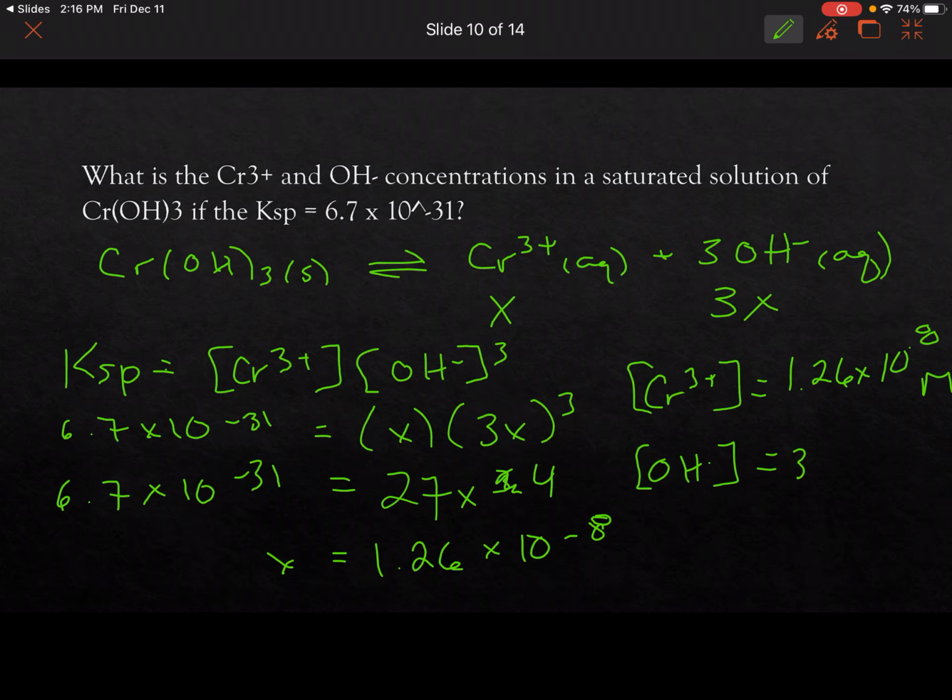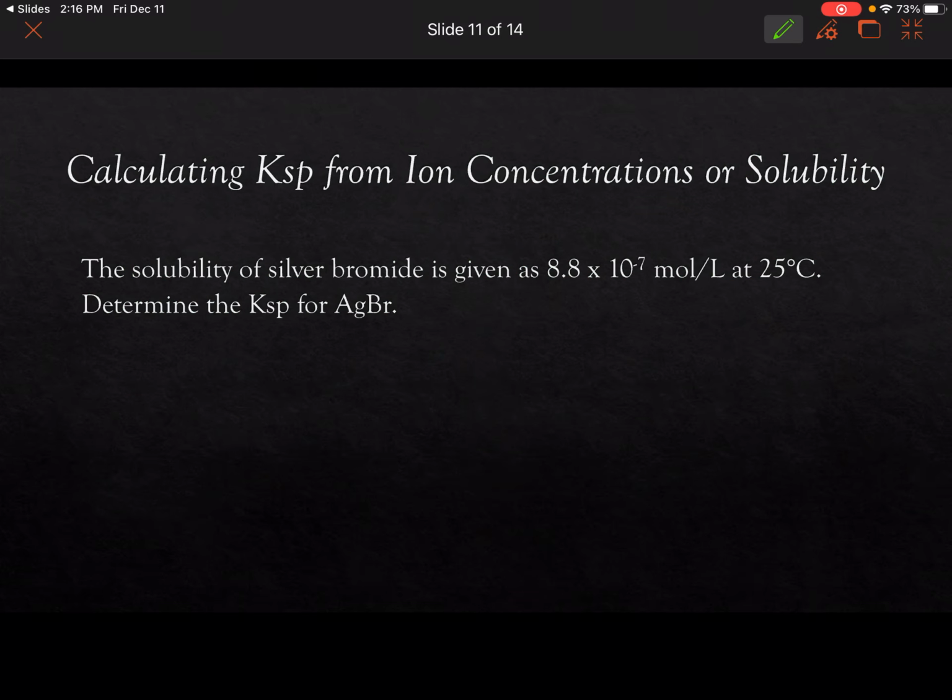And if you do that, you get an answer of 3.8 times 10 to the negative 8 molar. Okay, so that's where that came from there. Good. Now, we're just going to do the opposite here. So now we're calculating KSP from ion concentrations or solubility. So it's basically just the opposite of what we had been doing here.